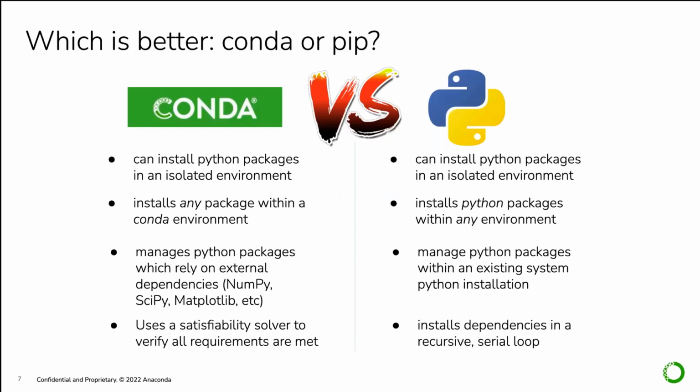Where pip may be used to install Python packages specifically in any environment, Conda is really more about installing any package within a Conda environment. And whereas pip may manage Python packages within your existing system installation, Conda can be used to manage Python packages that rely on external dependencies like NumPy and SciPy, etc. Also, there are some differences in how they solve for dependencies, which I'll talk about in a second.